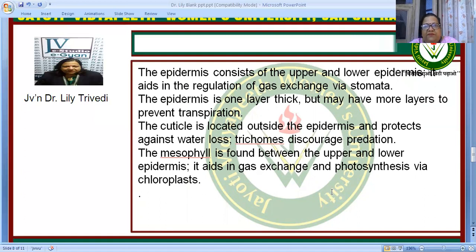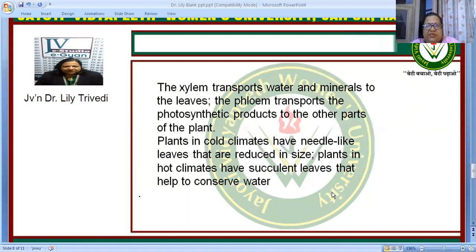Epidermis is usually one layer thick, but where there is a xerophytic and it has to prevent transpiration, the layers can be more than one. The cuticle outside the epidermis protects against the water loss. Trichomes, hairs, horns, they all present on the epidermis, discourage predation or insects. The mesophyll between the upper and lower epidermis, as already said, aids in the gas exchange and photosynthesis.